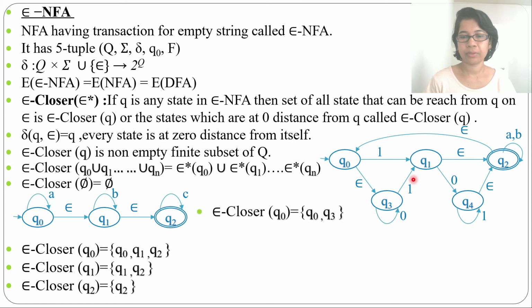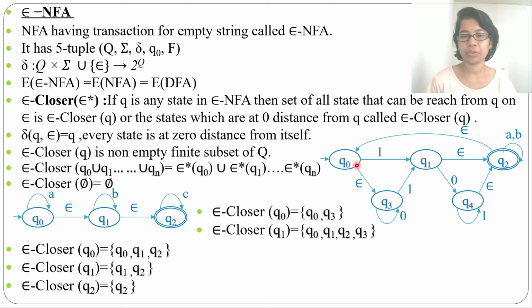Let's find E-closure of Q0. E-closure of Q0 will be Q0 itself plus Q3. From Q0 by epsilon you can reach Q3. Then E-closure of Q1 will be Q1 itself. Then from Q1 by epsilon we can reach Q2 and from Q2 by epsilon we can reach Q0. So Q1's E-closure will be Q0, Q1, Q2, Q3.